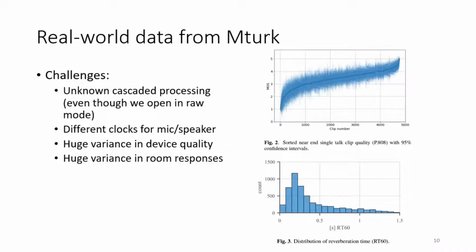Some challenges from the data include devices that have unknown cascaded processing, devices with different clocks from the microphone and speaker, the huge variation in device audio quality, and a huge variation in room responses. These are all challenges a real echo canceller also encounters.